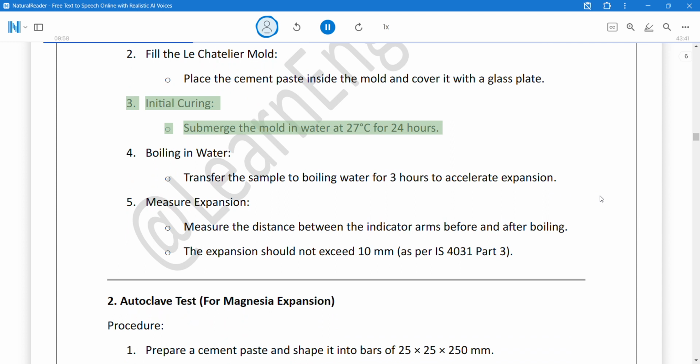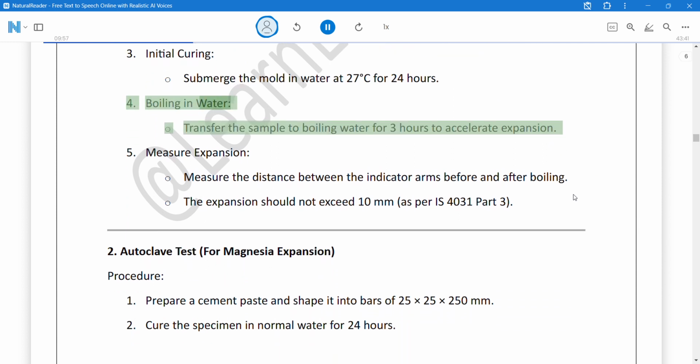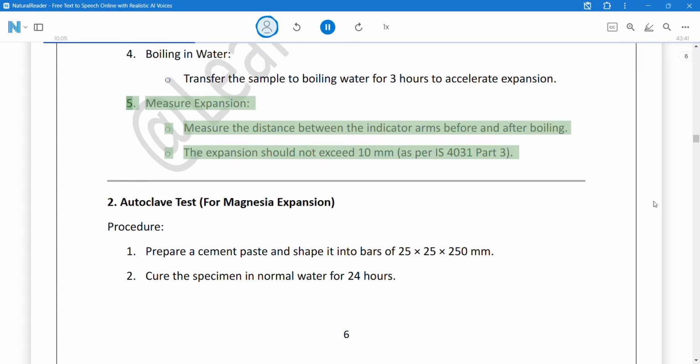3. Initial curing. Submerge the mold in water at 27 degrees Celsius for 24 hours. 4. Boiling in water. Transfer the sample to boiling water for 3 hours to accelerate expansion. 5. Measure expansion. Measure the distance between the indicator arms before and after boiling. The expansion should not exceed 10 mm.